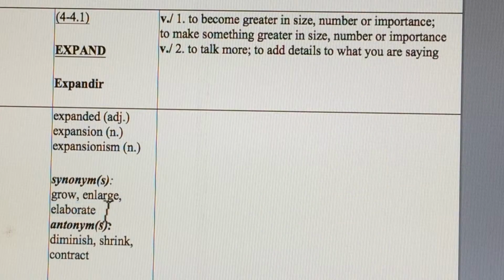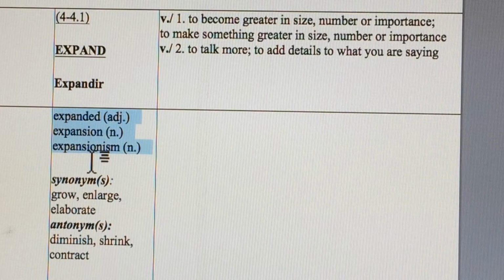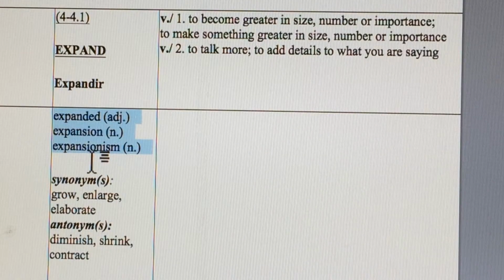Okay, we have three family words. Expanded, which is your adjective form or your participle. So you can say the balloon was expanded to its greatest limit before it exploded. Okay. Or the expanded balloon exploded after it was pumped with more air.